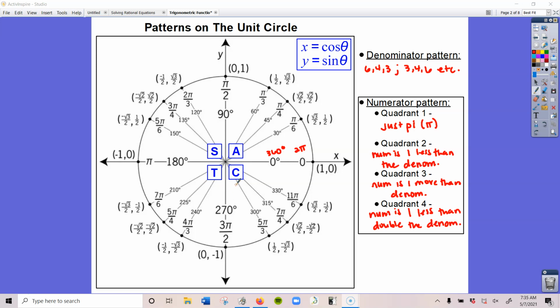In quadrant 4, only cosine is positive. So you see here that all of the x values are positive, which correspond to cosine, and all of the y values are negative. And again, all of this makes sense because of where it's located on your grid here. Because quadrant 4 is on the positive x-axis and the negative y-axis, that's why all of those x's are positive.